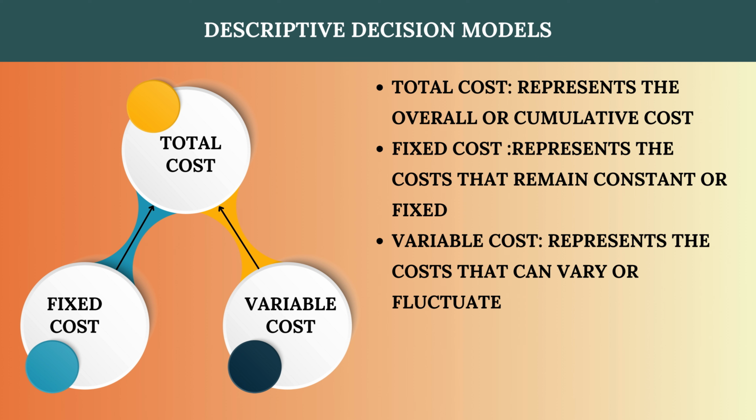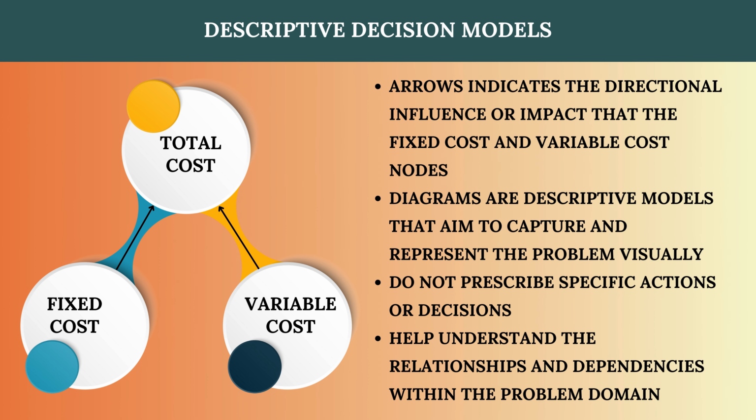Total cost is the central node, representing the overall or cumulative cost that results from the influence of other factors. Fixed cost represents the costs that remain constant or fixed, regardless of other variables or changes in the decision-making process. Variable cost represents the costs that can vary or fluctuate based on different factors or decisions made. The arrows in the diagram indicate the directional influence or impact that the fixed cost and variable cost nodes have on the total cost node.